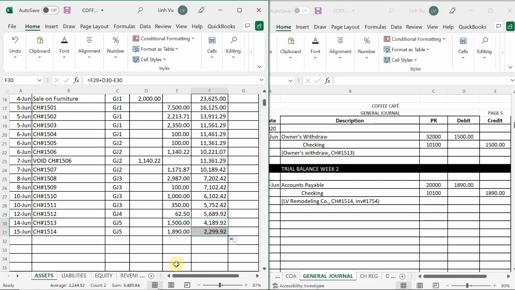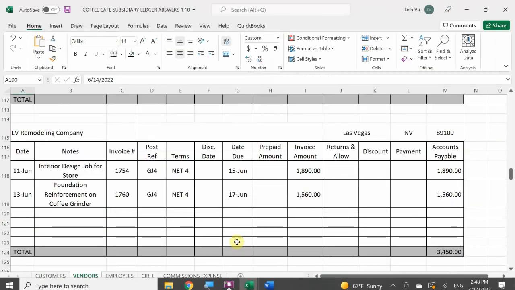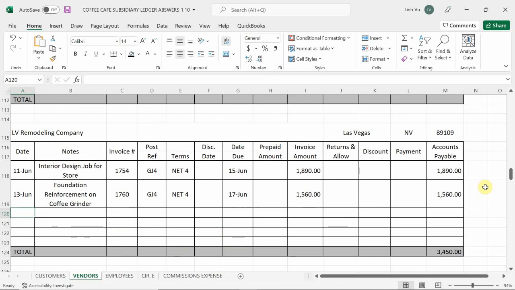What is next? There's one more thing: the subsidiary ledger. We need to update that we made a payment and that I no longer owe LV Remodeling some money. Right now, I'm outstanding $3,450. Is that true? No, I made a payment to them. So how am I going to fill out my subsidiary ledger? What's my note going to be for this transaction?